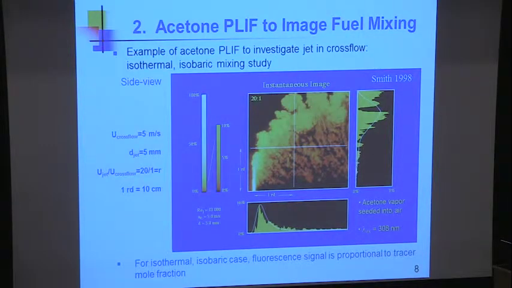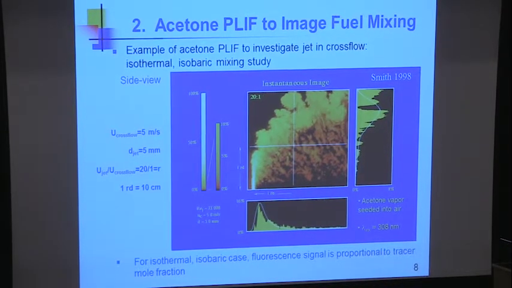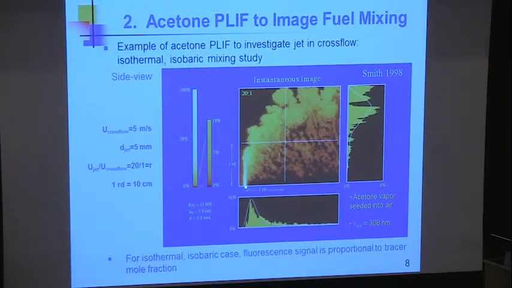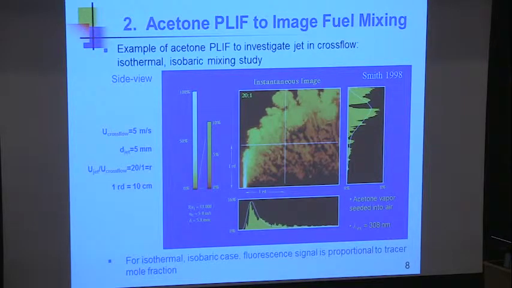This is what a student named Scott Smith did. He was a fluids guy, working with me and Professor Mungall. Professor Mungall loves jets and crossflow. So here's our jet going into a crossflow. This is all conducted in the open atmosphere in the room. So this is a jet of acetone seeded in either air or nitrogen, I can't remember. The crossflow velocity is 5 meters a second. The diameter of the jet was 5 millimeters, and the jet was 100 meters per second.